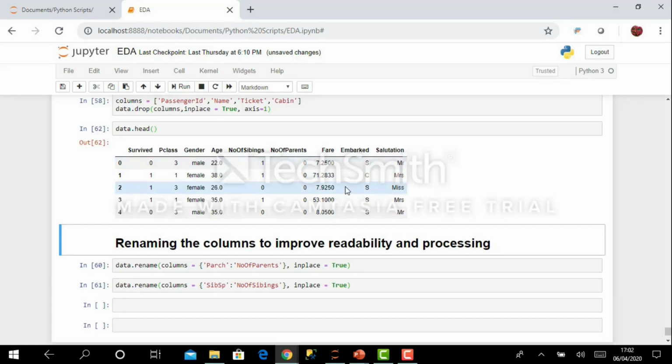So I have done some exploratory data analysis on this Titanic data set. So my outcome is that I have removed all the unnecessary columns. I have renamed the columns for better readability and processing. Then I have handled the missing values. And then I could understand what is the type of data in different columns and what is the nature of data and how they are related with each other and how they are related with the survival chance of the passenger. So all this information I got through this exploratory data analysis.